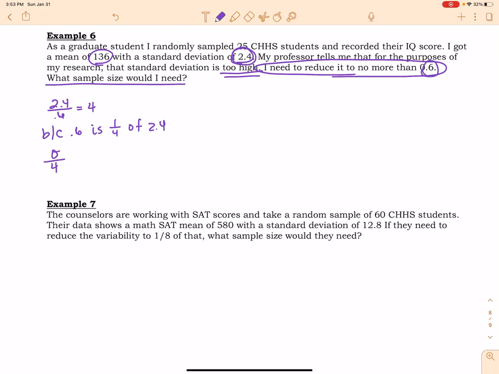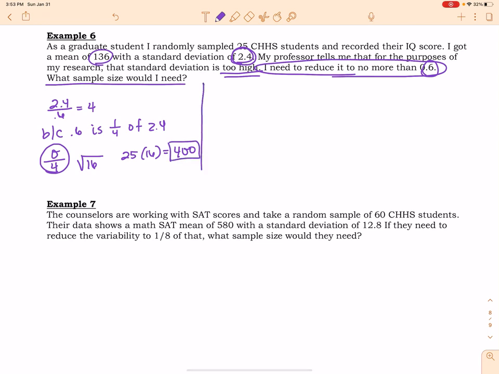So I want it to be 1/4 of what it is. So if I want this, that means that I would be taking the square root of 16. So that means I'm going to need to multiply my sample size of 25 by 16, and that's going to give me 400. So that is the sample size that I need right there.